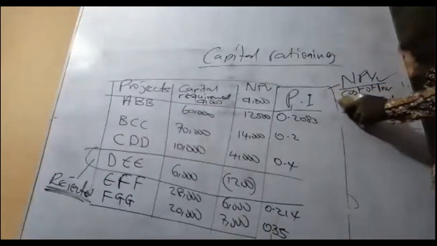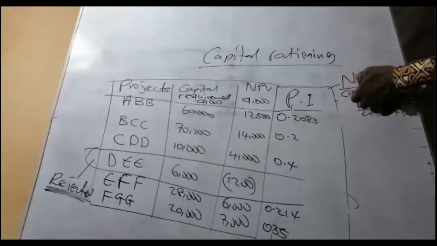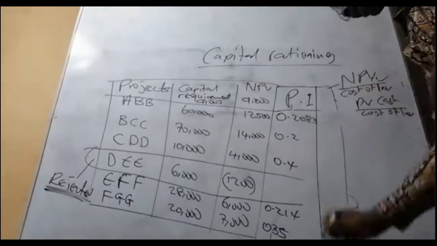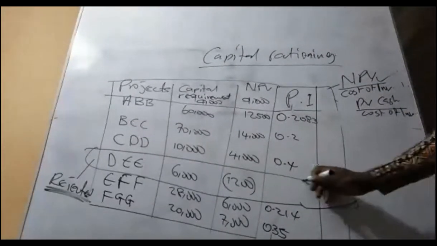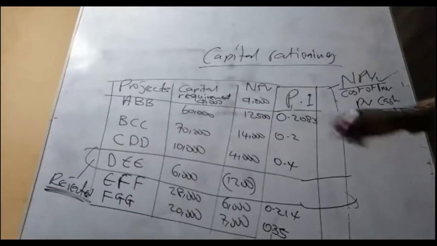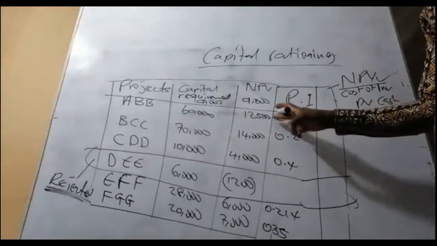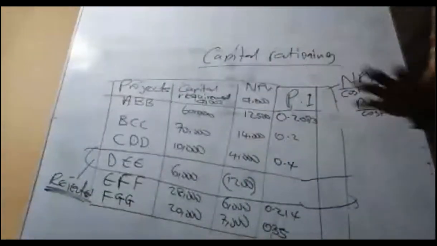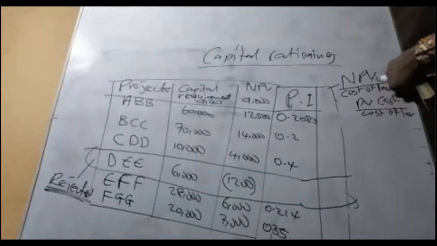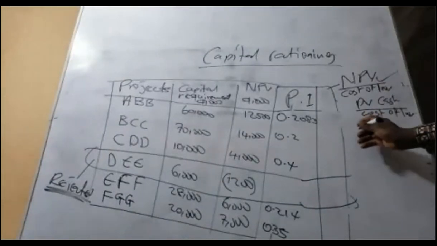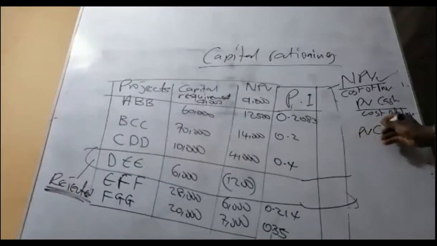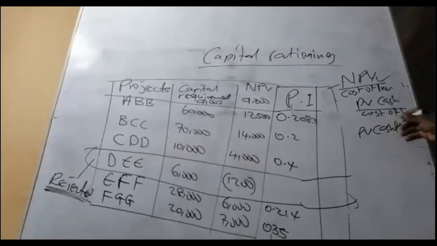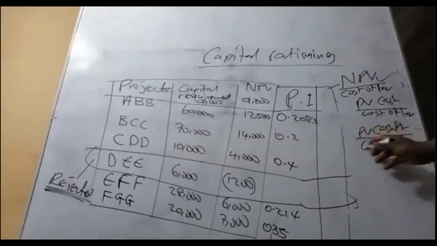Now let me do the alternative for you. The alternative for the profitability index. Assuming that you are using the other approach, the answer will come with 1 added. What's the other approach? We said that is the PV of cash flows, all divided by the cost of investment.